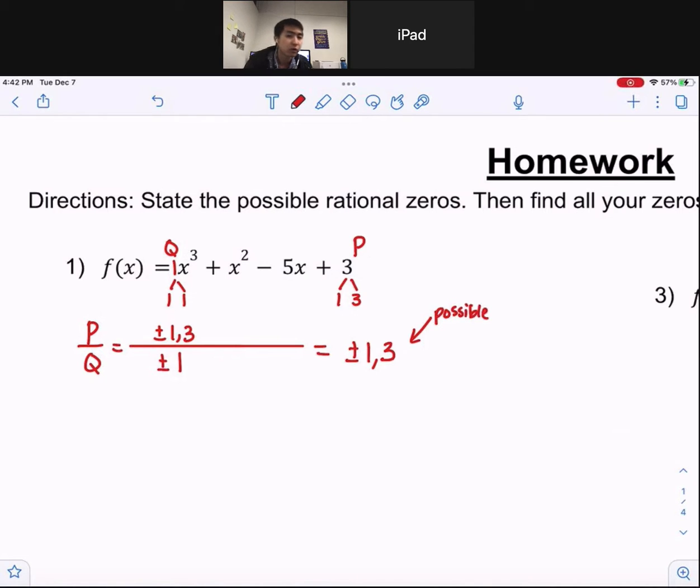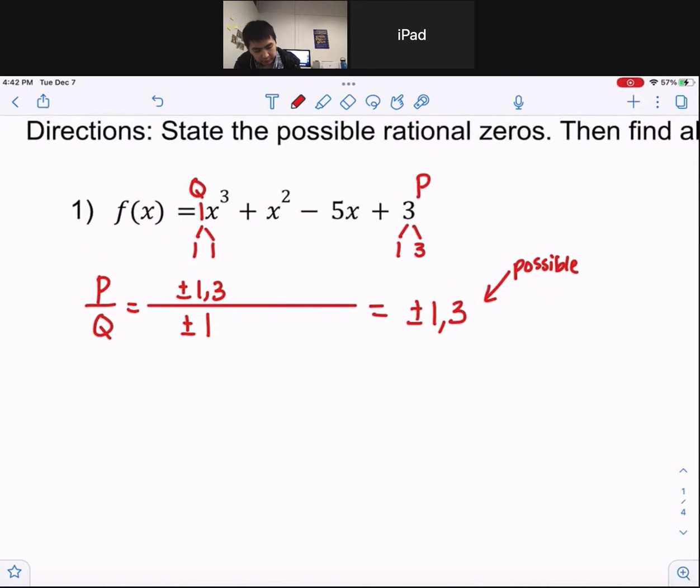But we don't know which one will give us a 0, so we have to guess and check to see which one will give us a remainder of 0. Because if it gives us a remainder of 0, we know that it is a zero and one of our factors. This is where you use synthetic division. You can only use these numbers: 1, -1, 3, or -3. If we guess 1, let's say we think 1 is one of our zeros, then you write down the coefficients: 1, 1, -5, and 3.